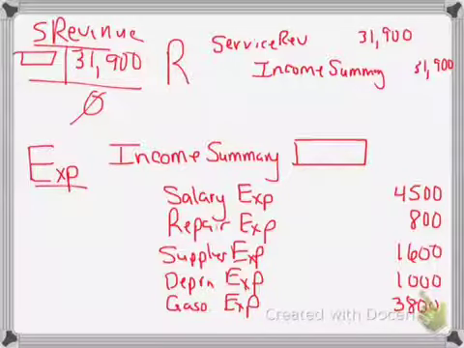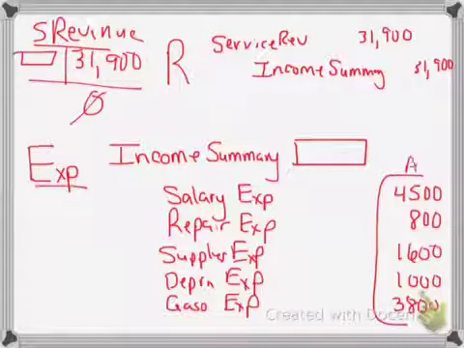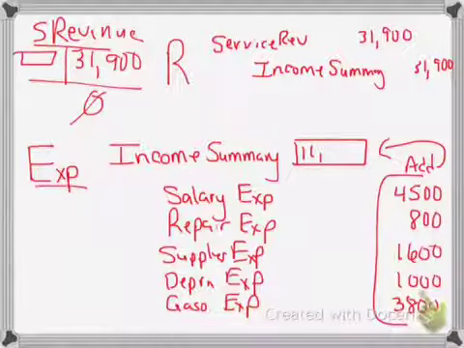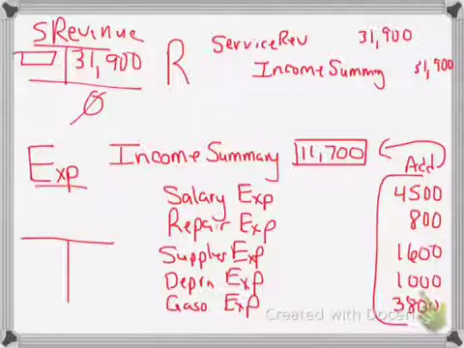So when I add all of these accounts together, that total is going to come in here, and it is $11,700. I'm going to add it one more time just to make sure. Hold on, I got something different that time, so let me check. Yeah, 11,700.